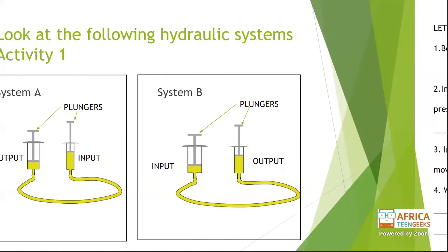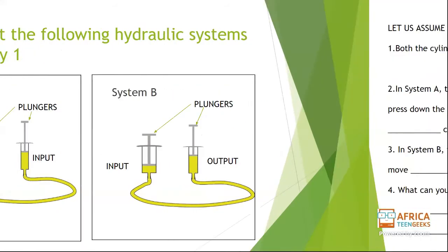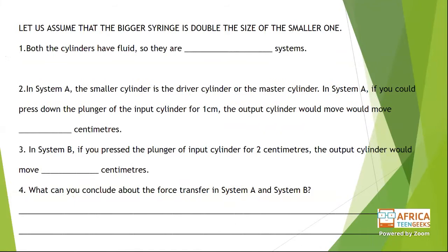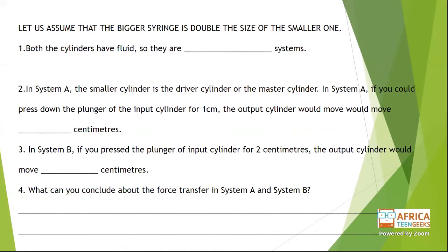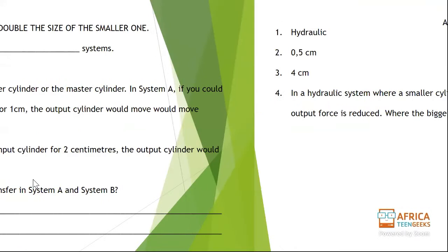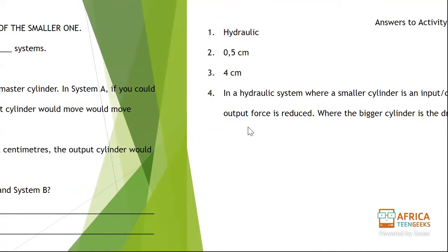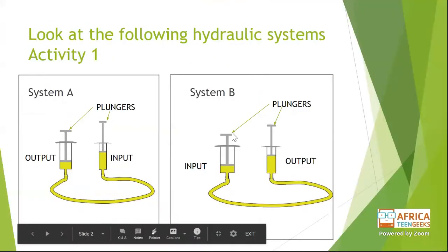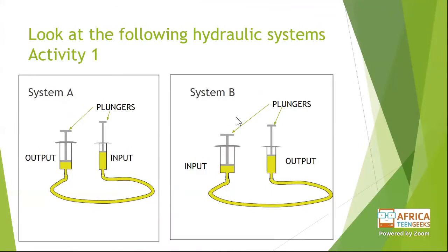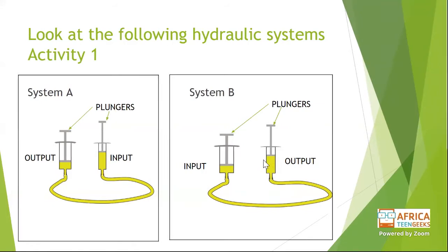Next question. In system B, if you press the plunger of the input cylinder for 2 centimeters, the output cylinder would move how many centimeters? Okay, let me take you back. Right? This is system B. This is the input cylinder. I'm moving the plunger by 2 centimeters. What would be the output, the movement of the hydraulic fluid here? Think about that and jot down your answer.